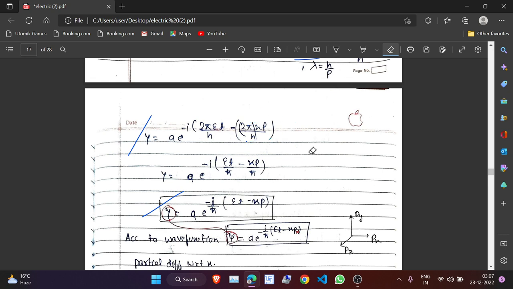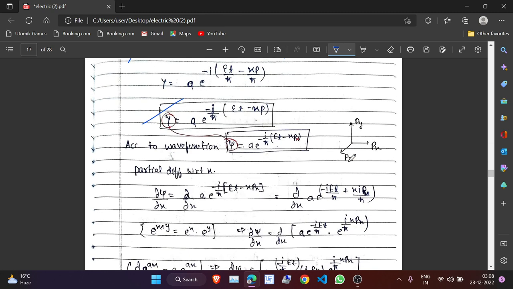So 1 upon h bar is equal to 2 pi upon h. H bar is equal to h upon 2 pi.